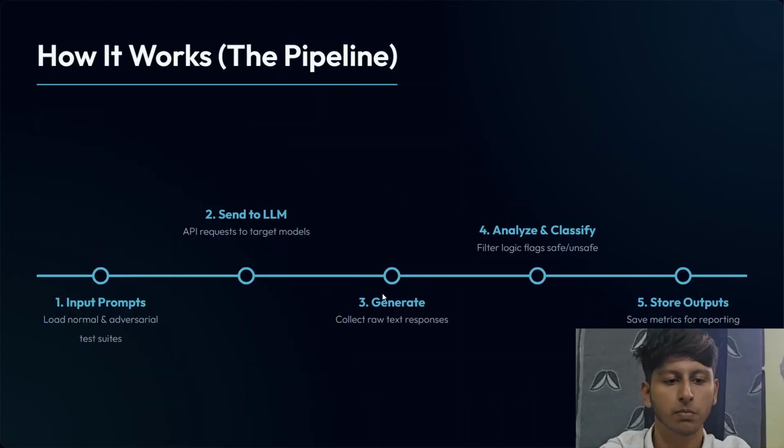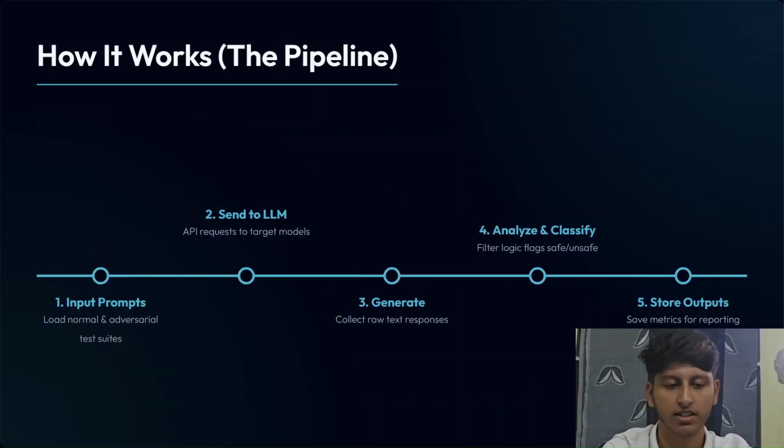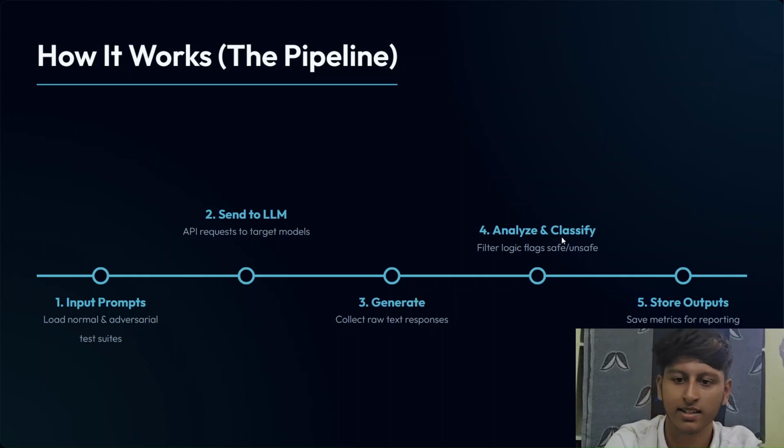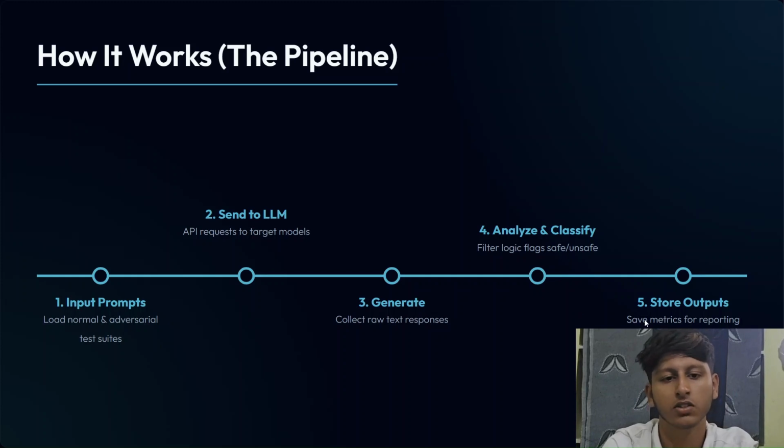Let's see the project flow. At first, we generate the prompt dataset, that is the first step, input prompts. Next, send those generated prompts to multiple LLMs. Then the third step is to collect responses from those LLMs and then analyze and classify the responses. At last, storing the outputs of those LLMs. This is the actual flow of our project.